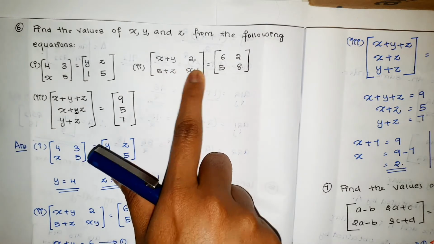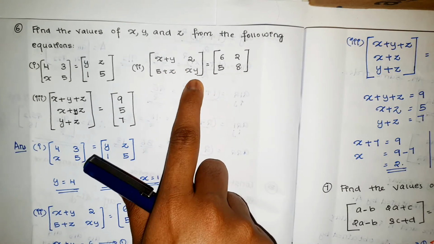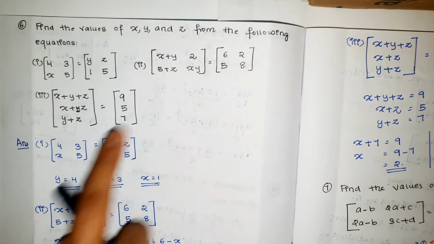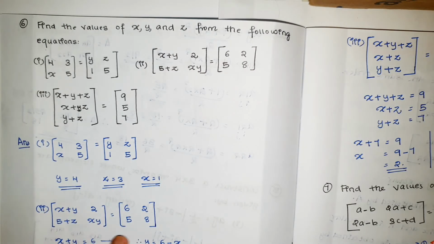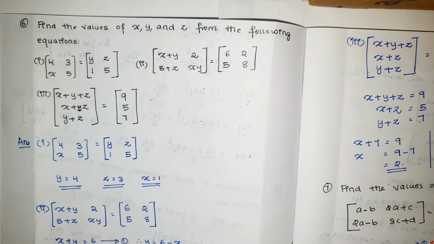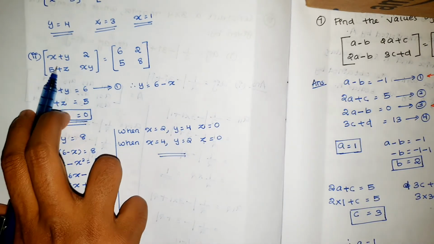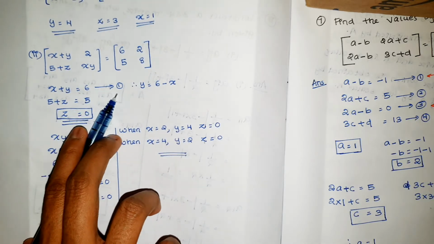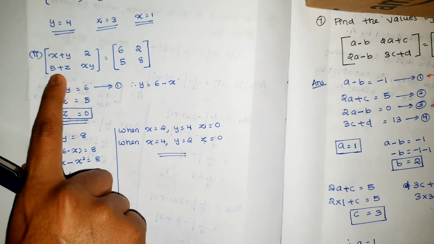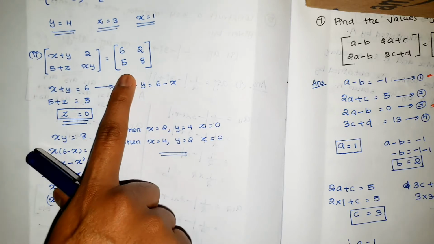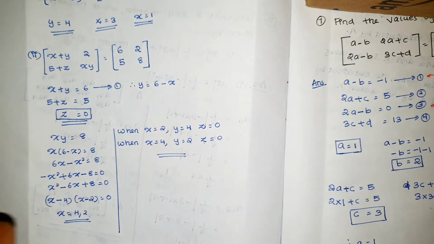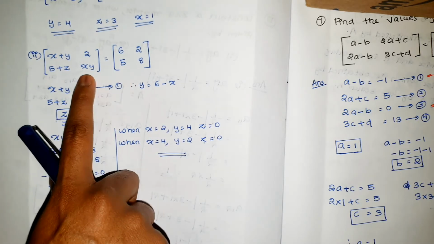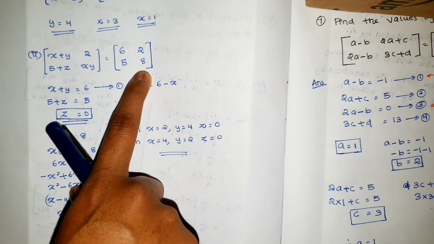The matrix x plus y, 2, 5 plus z, xy is equal to 6, 2 and 5, 8. So we can equate the elements of this matrix. So students, x plus y is equal to 6. Okay, x plus y is equal to 6. And next is 5 plus z is equal to 5. This is 2 and 2, those are same. Next is xy is equal to 8.